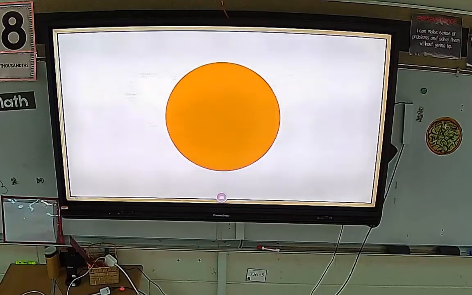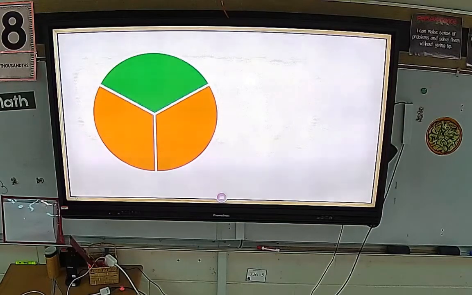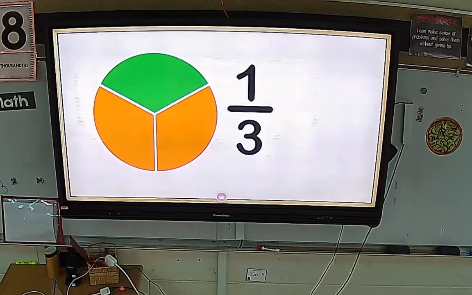Before we jump in, let's remind ourselves what a fraction is. A fraction represents an equal part of a whole or a group. Here is one whole circle. This is a fraction, 1/3. The 3 or bottom number in a fraction is called the denominator. The denominator tells how many equal parts there are. To be a fraction, all parts must be equal.